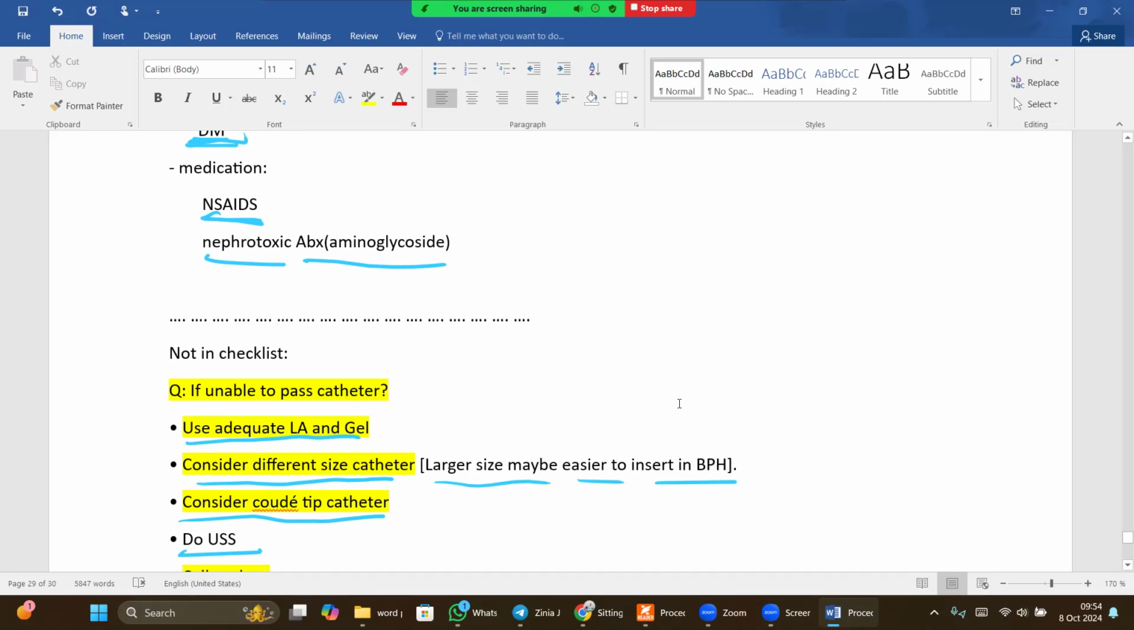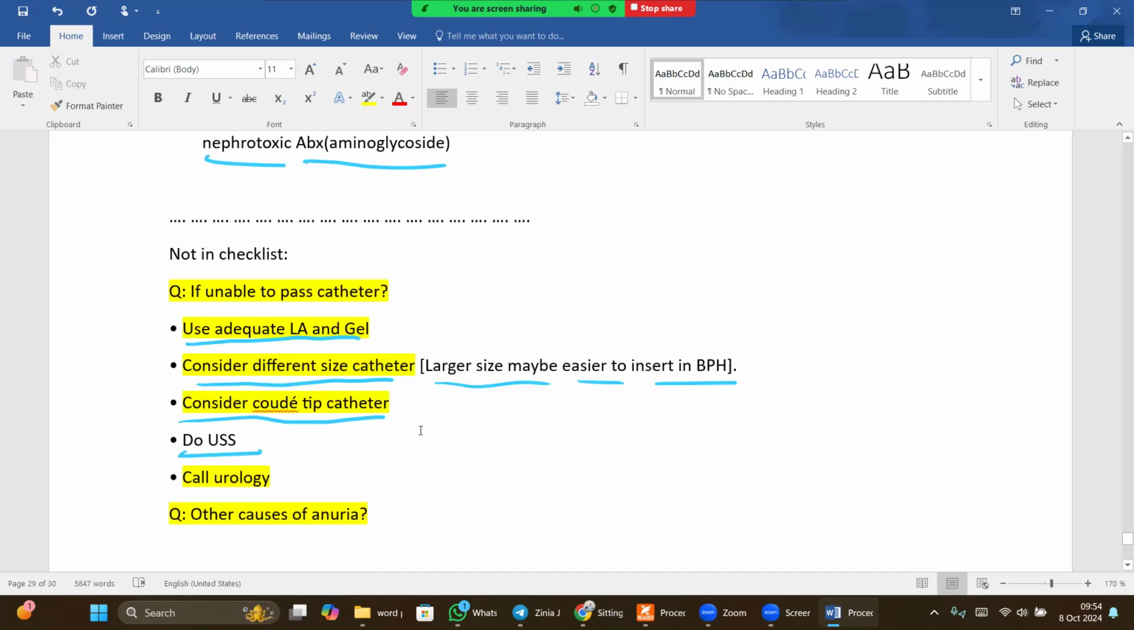Not in the checklist. If unable to pass catheter, use adequate local anesthetic gel or lubricant. Consider a different size catheter; a large size may be easier to insert in BPH. Consider a coude tip catheter, do an ultrasound scan, and call urology.